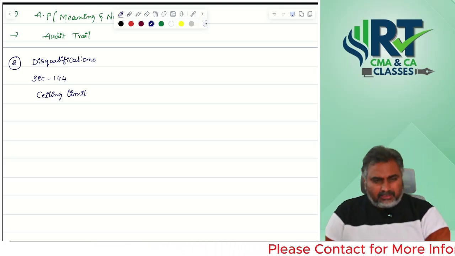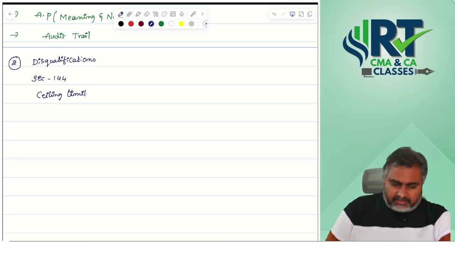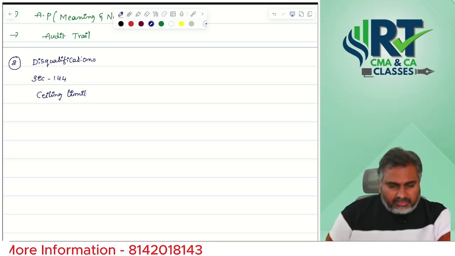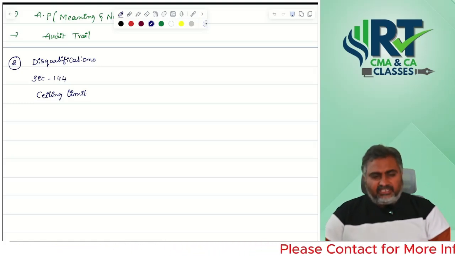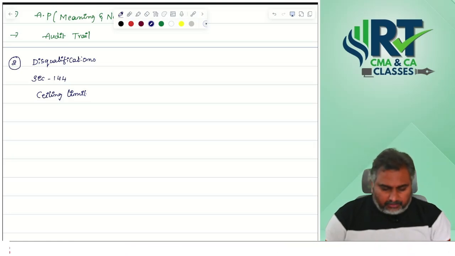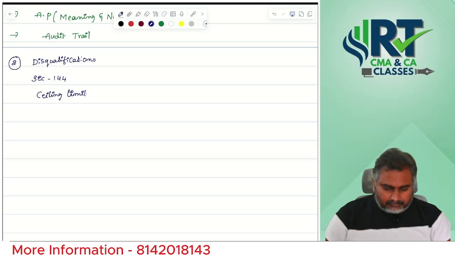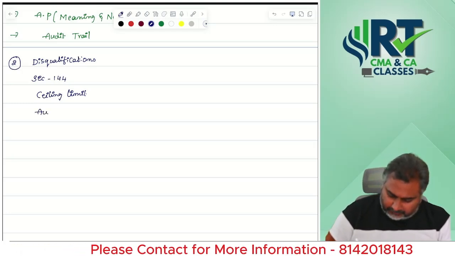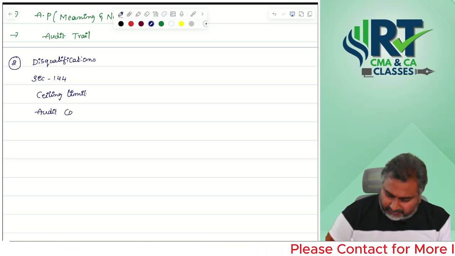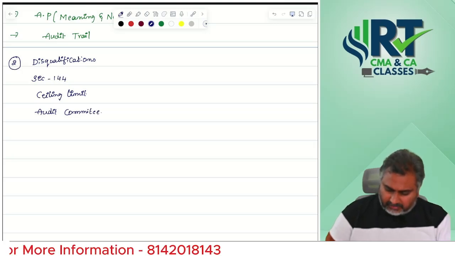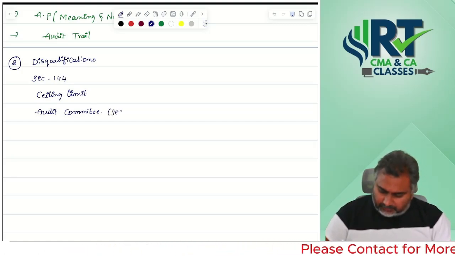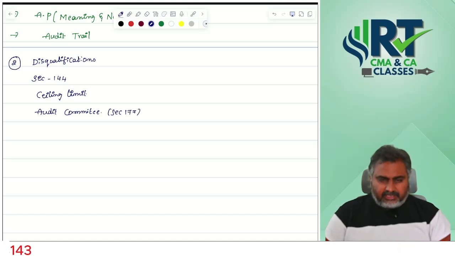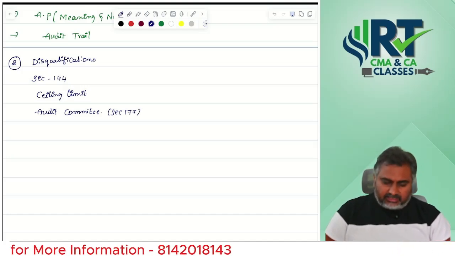How many audits are you allowed to accept? If it includes private companies, how many? Only public companies, how many? Which things are exempted while counting the ceiling limit? That is a point to focus more on. Next, audit committee, section 177. Try to focus even on section numbers also.